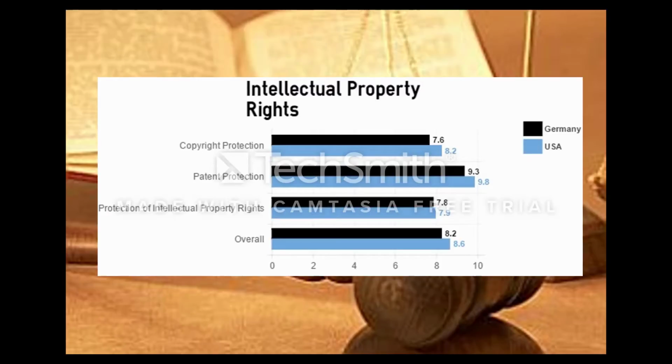Germany and the United States both have strong intellectual property rights. As seen in intellectual property rights, although both Germany and the United States have high patent protection priority, the United States has a slight lead in this area and among other intellectual property right areas.